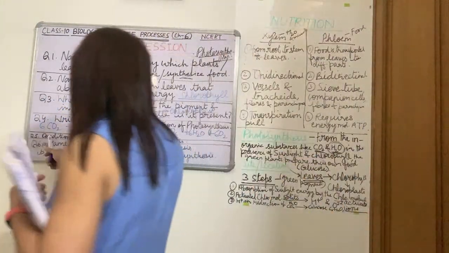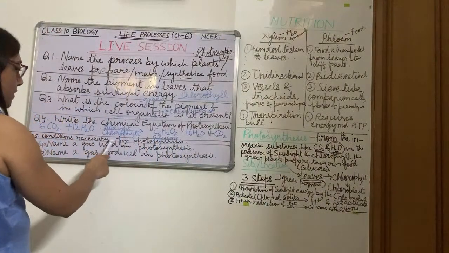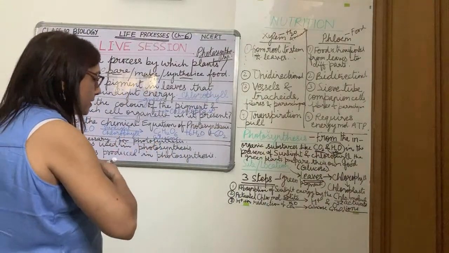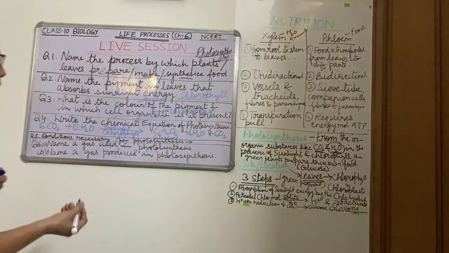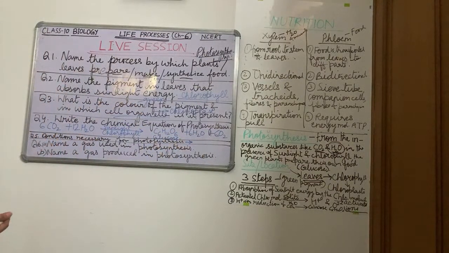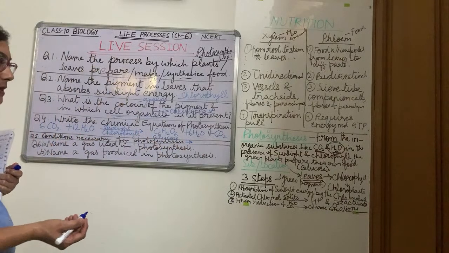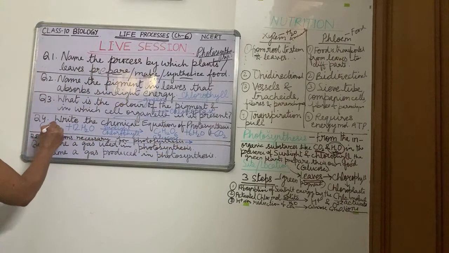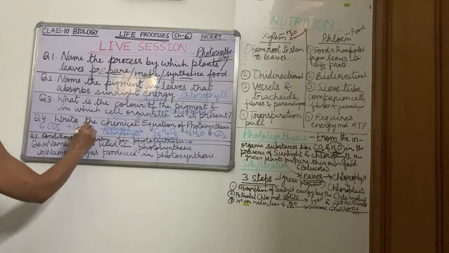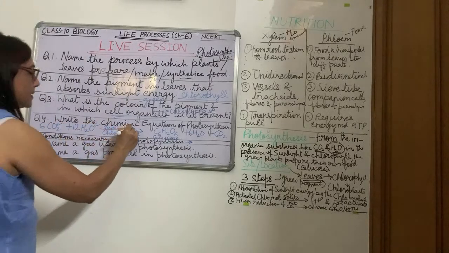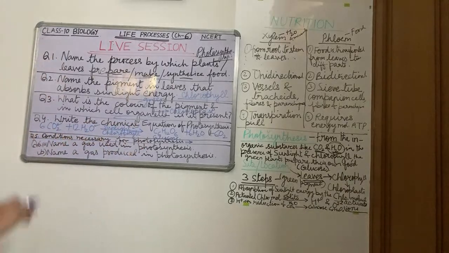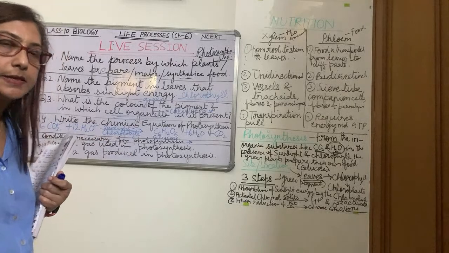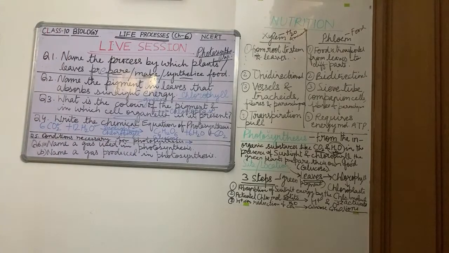Now next question. What are the conditions which are necessary for photosynthesis? So now you can tell, seeing the equation, what are the conditions necessary for photosynthesis? The conditions necessary for photosynthesis are carbon dioxide, water, sunlight and chlorophyll. These are the 4 conditions which are necessary for photosynthesis to take place in green plants.